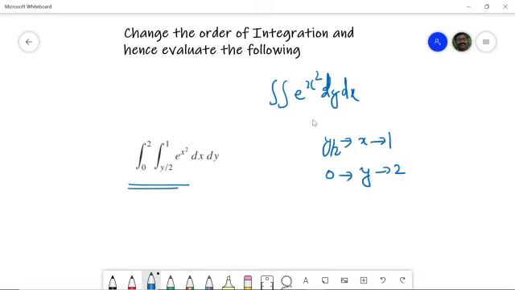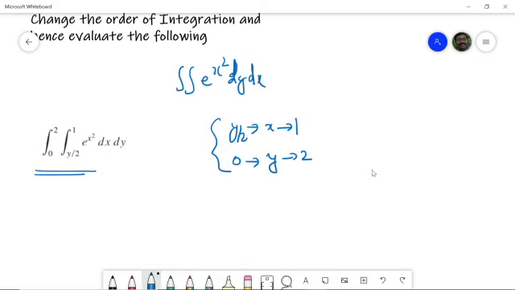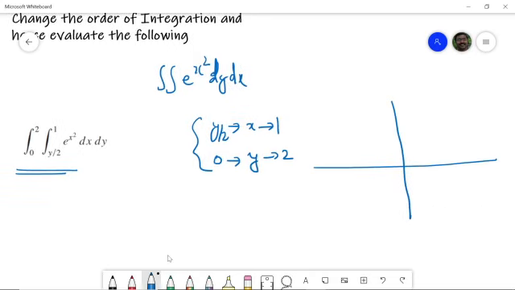This is written from the limits of the given problem, so we will draw a graph accordingly. How will the graph come? If you draw the x and y axes, this is your x axis, this is your y axis. They say that y is varying from 0 to 2, so we will just plot it. y is varying from the line 0, which is actually the x-axis, to y equal to 2. So this is the line y equal to 2.